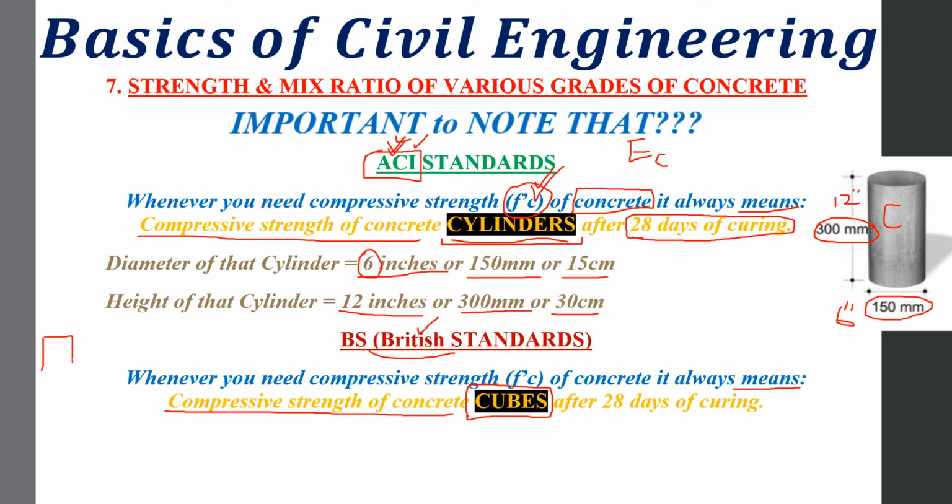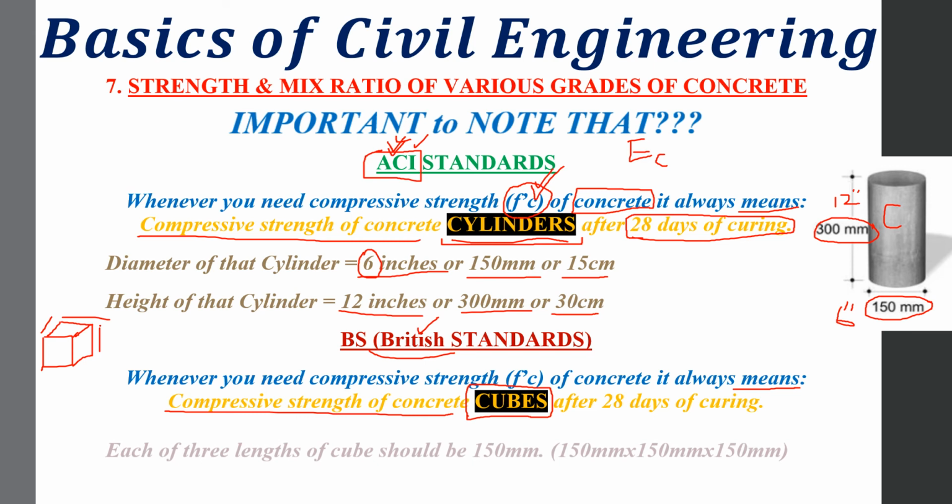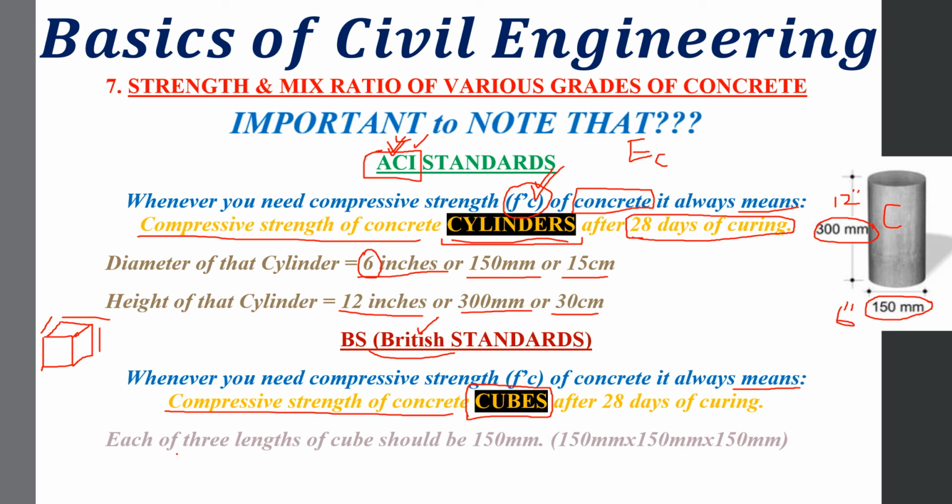A cube is a shape. Suppose this is a shape, we can say this is a cubical shape. So it has three dimensions, and all three dimensions are equal. Each of the three lengths, meaning this length, this length and this length of the cube, should be equal to 150 millimeters or 15 centimeters or 6 inches.